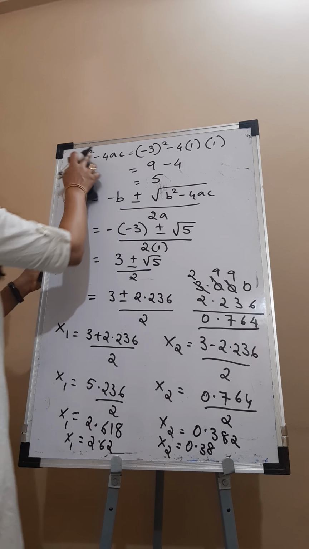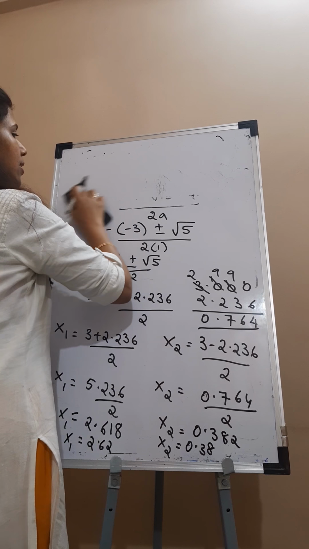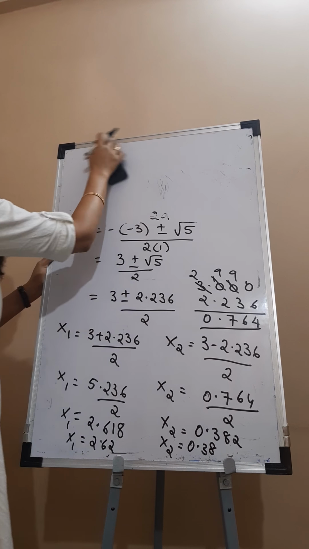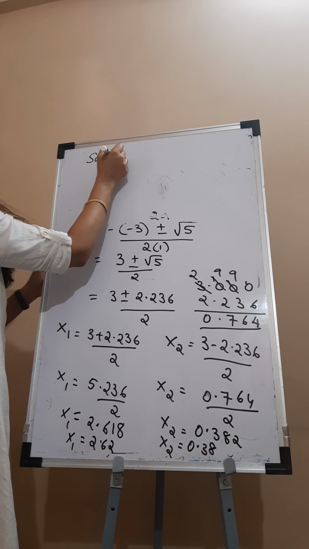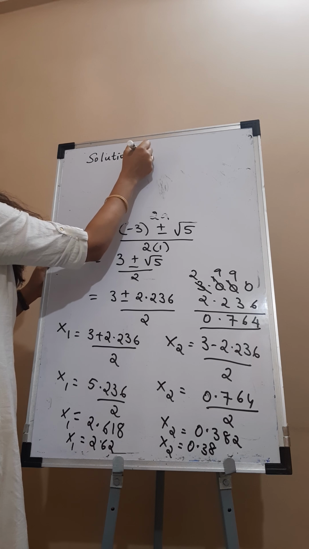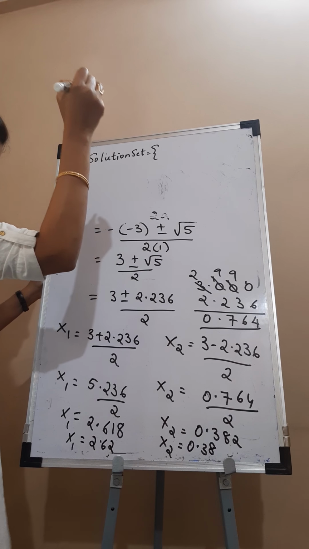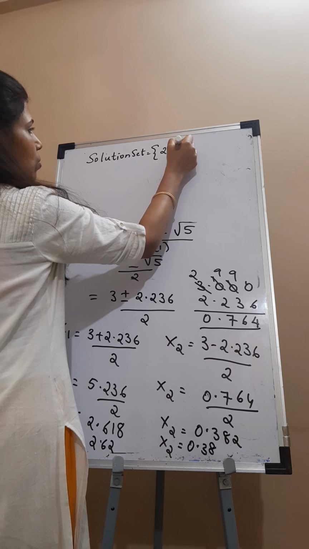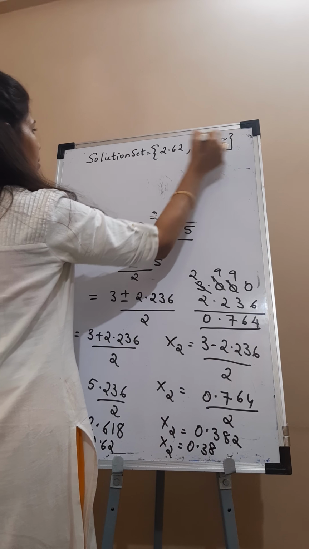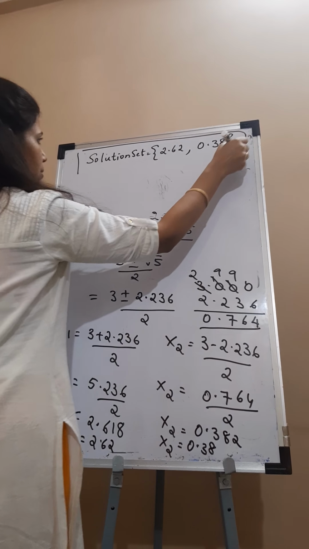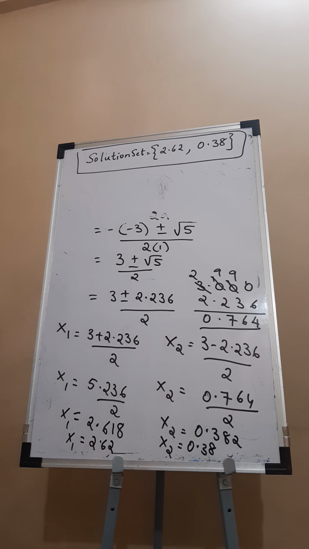So write the solution set. The solution set is 2.62 and 0.38, and put it in the bracket. Okay, copy this sum.